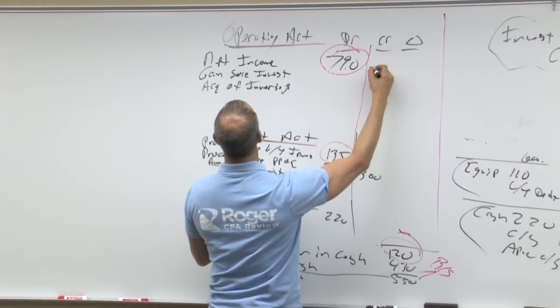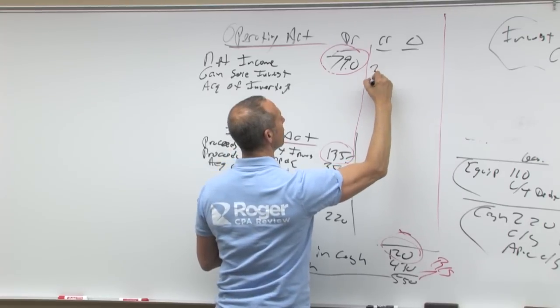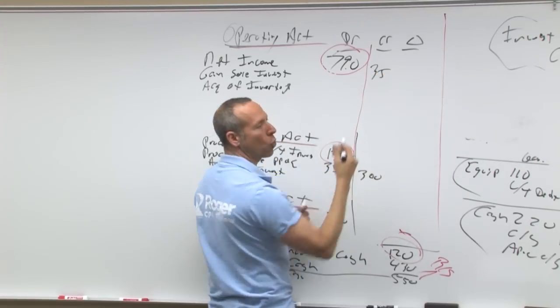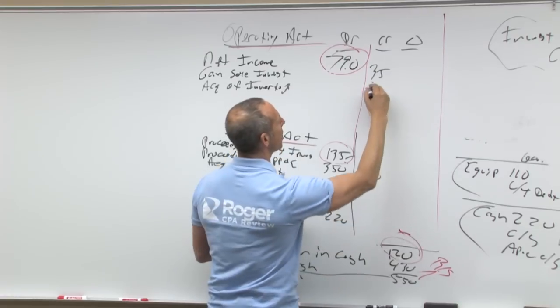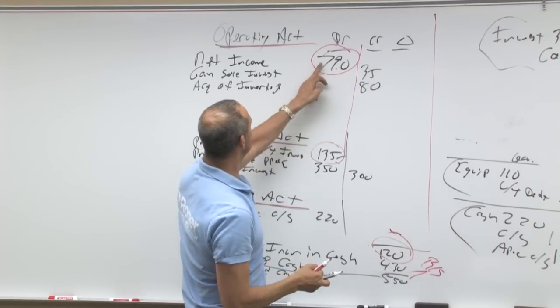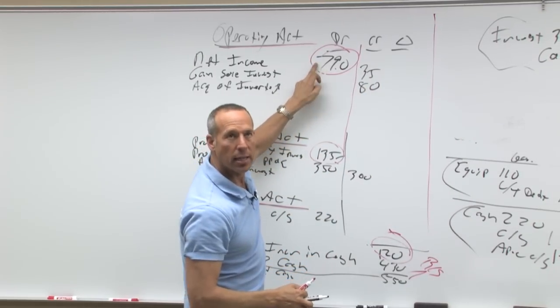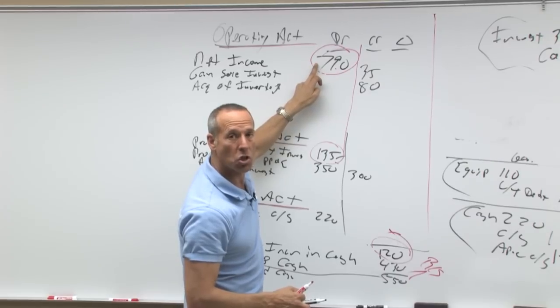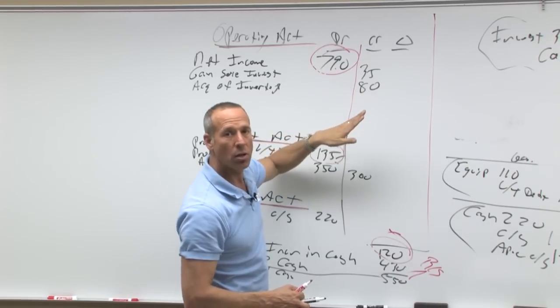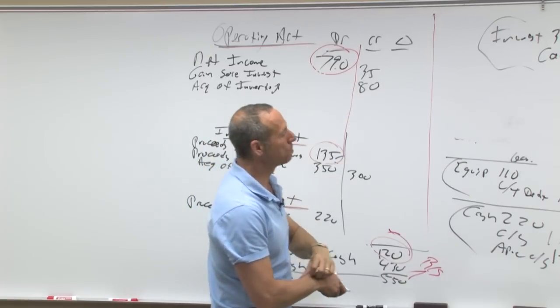Oops, I erased this by accident. Gain on sale, what was that? 35. Acquisition of inventory is what? Is an outflow of money. So in this case, I must have spent 80 bucks cash. Why? Because part of the cost of goods sold wasn't paid for. Boom, 80. Inventory went up. I must have spent money.